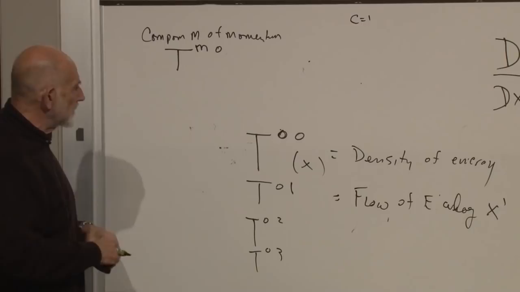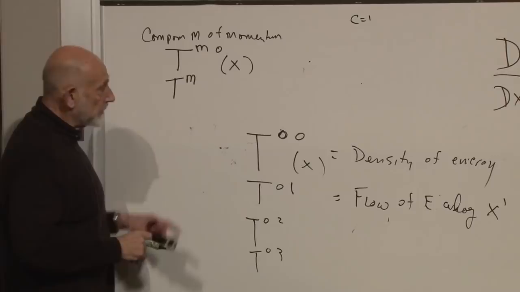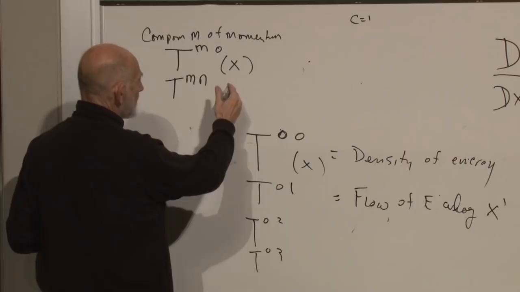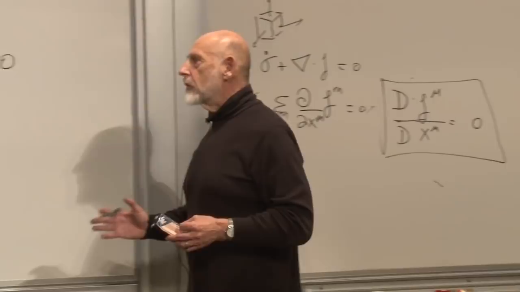And likewise, we can consider the flow of the mth component of momentum. Mth component of momentum, flow along direction n of x. Momentum is a conserved quantity. It can flow. Each of its components can flow along some direction. Let me give you an example, some examples.